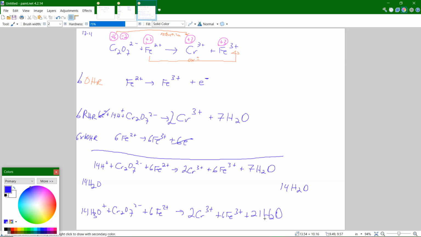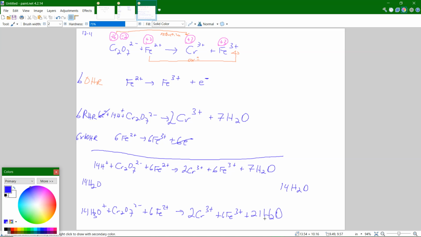And what does the answer say? 14 H3O+ plus Cr2O7 2- plus 6 Fe2+ goes to 2 Cr3+ plus 21 H2O, and they left off the 6. Huh. They just left off the 6 Fe3+ on either side. Imagine that.